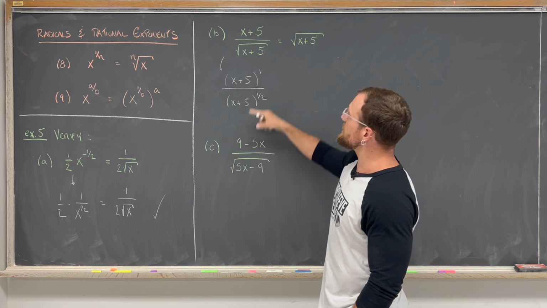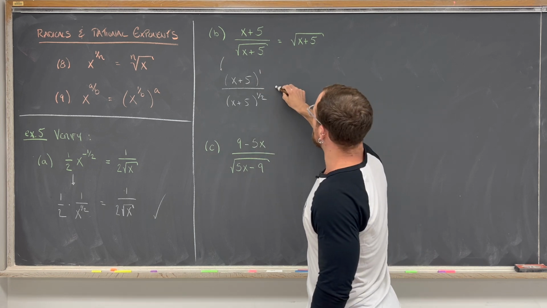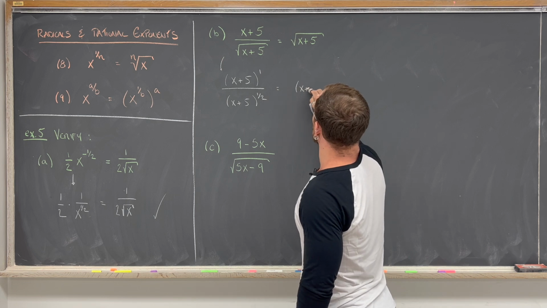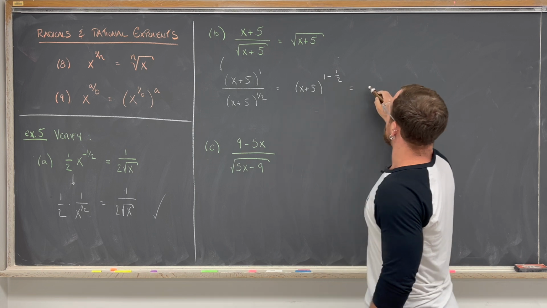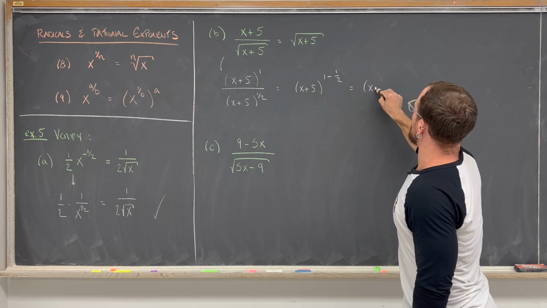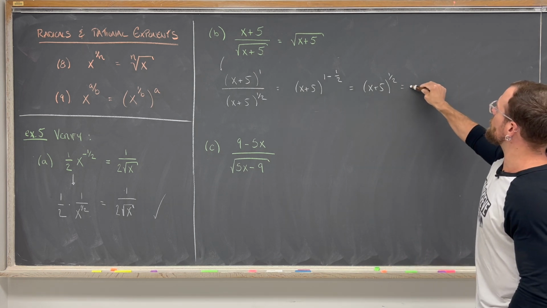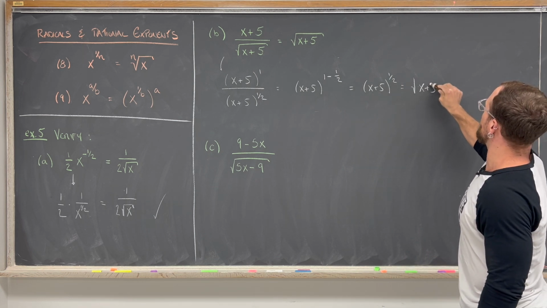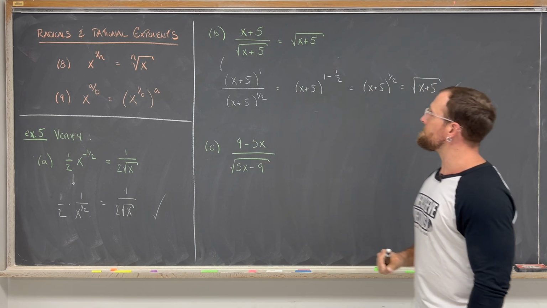The rule of exponents says to subtract the exponents. 1 minus 1/2. This is going to give me x plus 5 to the 1 minus 1/2. That is x plus 5 to the 1/2 power, which can also be written as the square root of x plus 5. So these expressions are in fact the same.